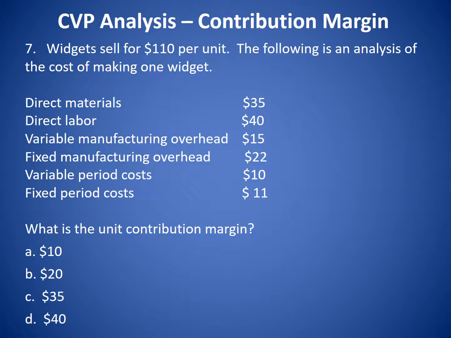And you're given various production costs, or product costs, and period costs. And it's asked, what is a unit contribution margin? So we're looking for unit contribution margin. So it's going to be one of those 4 choices. Go ahead and you may want to stop the video. Then when you're ready, restart the video and review the answer.